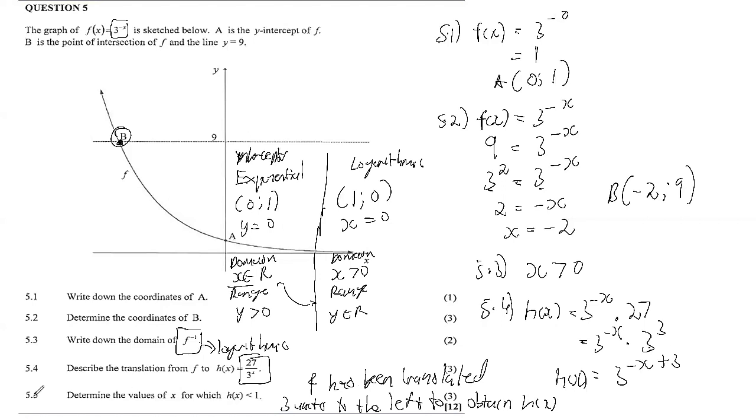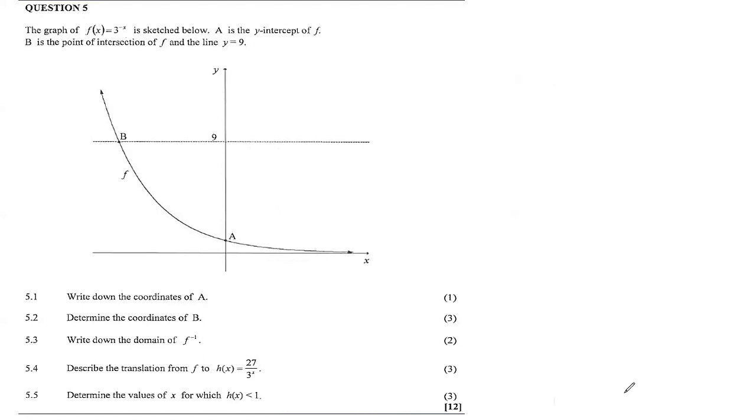And then, okay, now we have 5.5. It says determine the value of x for which h of x is less than 0. So now, at this point, all we have to do for the 3 marks, they say h of x is less than 0. But then remember, we've already broken down our h of x to be like this. 3 to the exponent of negative x plus 3. Then we're going to say less than 1. Okay, so they're saying less than 1, not less than 0. Pardon me for that. They're saying h of x less than 1 instead.